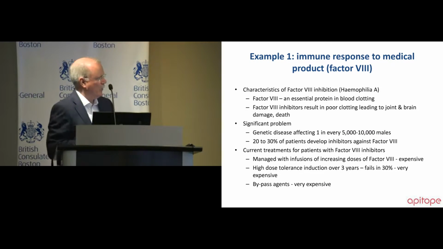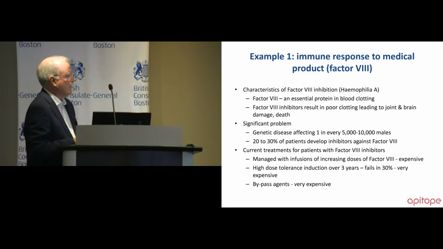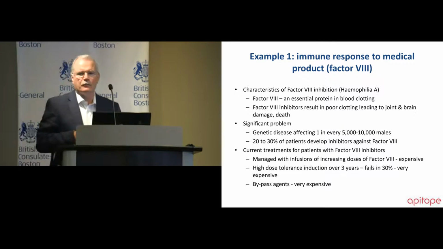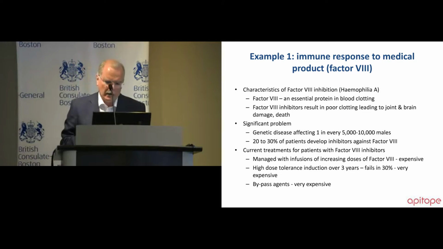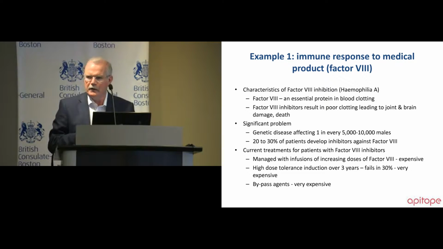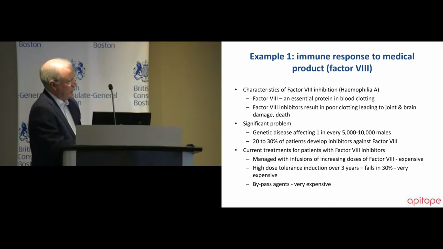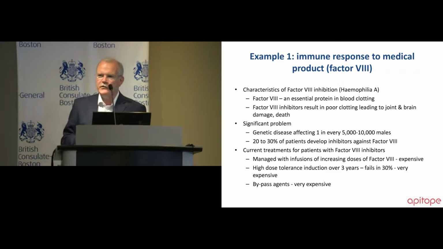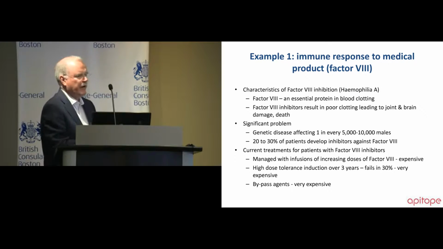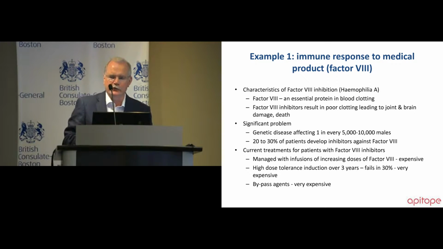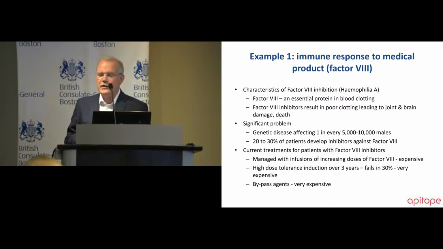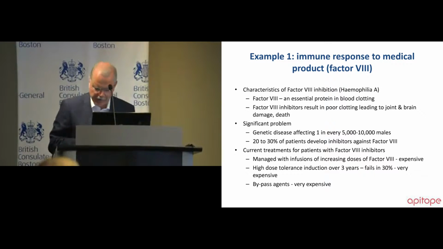This is not a terribly uncommon condition, and it's currently managed by infusions of increasing doses of factor VIII, and treating the inhibitor patients can be a major burden for health services. High dose tolerance induction is tried, is often successful, but it fails in about 30% of individuals and is extremely expensive. Finally, bypass reagents such as factor VII can be used, and again these are very expensive.